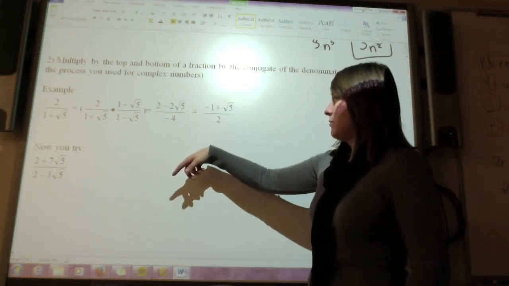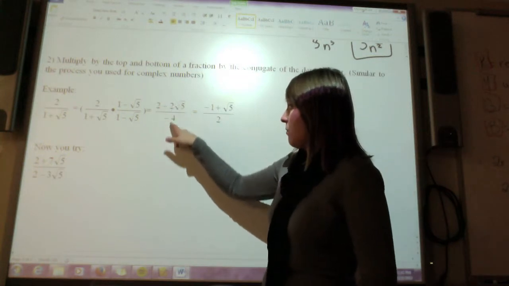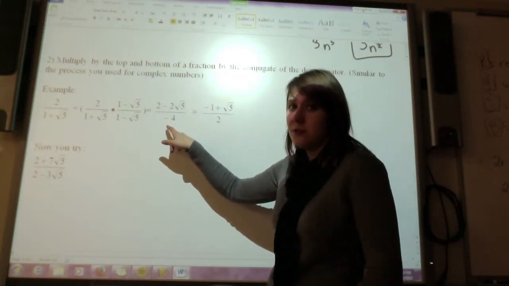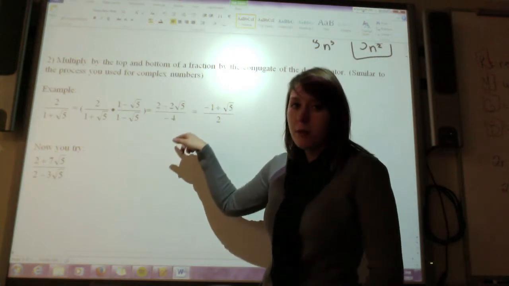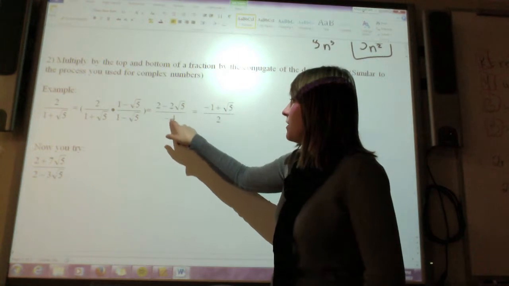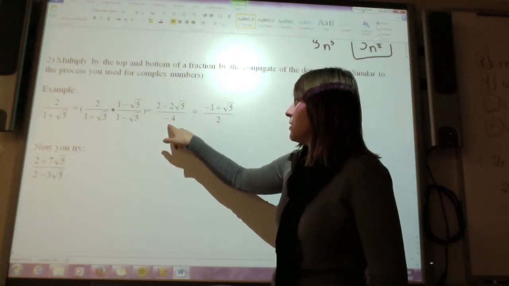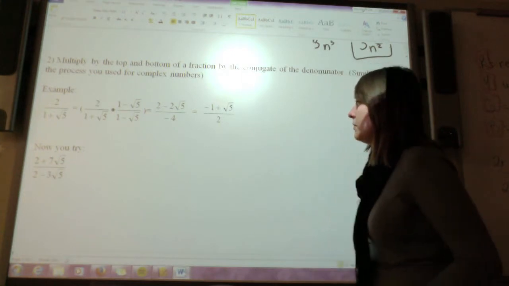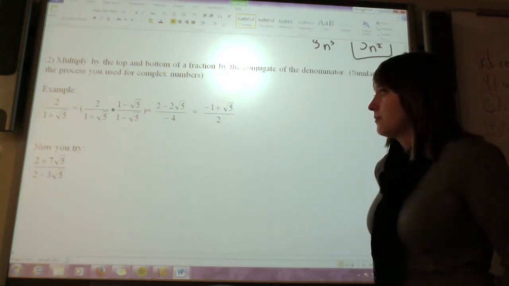So then when I go through, I can simplify these down. Remember that if I simplify one part, I have to simplify the other two. You can't just divide one part by negative 4 and not do anything to the other part. So if I simplify this down, this becomes a 1, this becomes a 2, this becomes a 1, and I have negative 1 plus square root of 5 over 2.